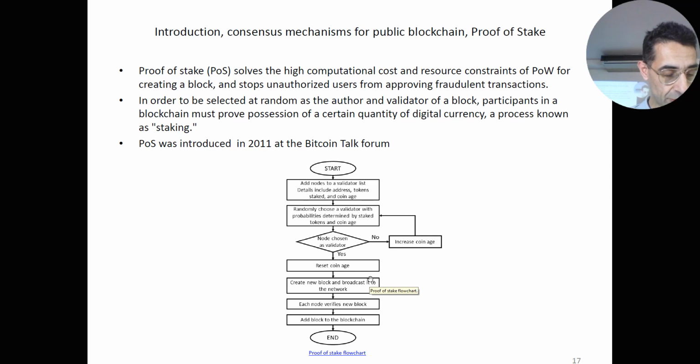The following protocols are part of the focus, as I said. So this is the proof of stake protocol. Proof of stake solves the high computational cost and resource constraints of proof of work for creating a block and stops unauthorized users from approving fraudulent transactions.